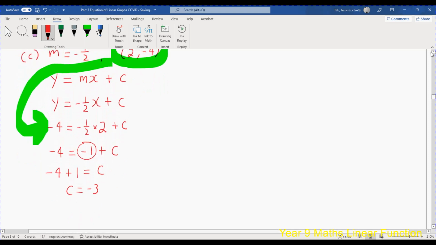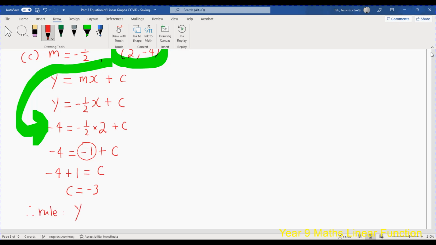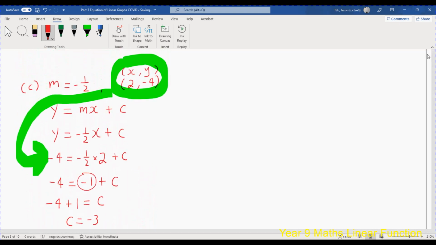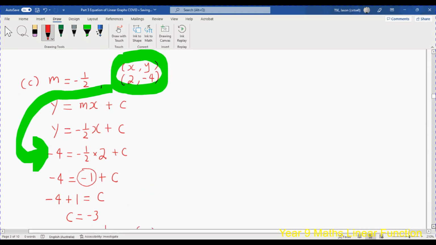Is that finished? Not yet, because our ultimate goal is to find the rule or the equation. So we should write gradient minus half x plus c, and c is minus 3. Of course, then you want to simplify this a little bit. That's it.